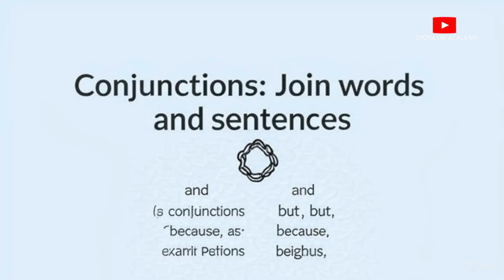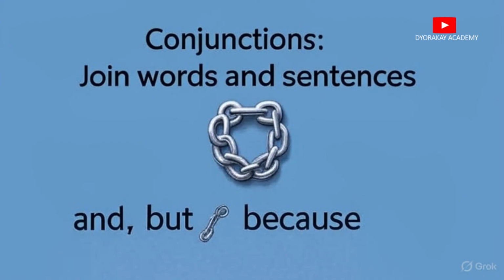Now, let's go to the other examples we have. I stayed home because it was raining. The conjunction there is because, and the conjunction also in she's tired but happy is the but, and the conjunction there in I like tea and coffee is the and, uses of and.